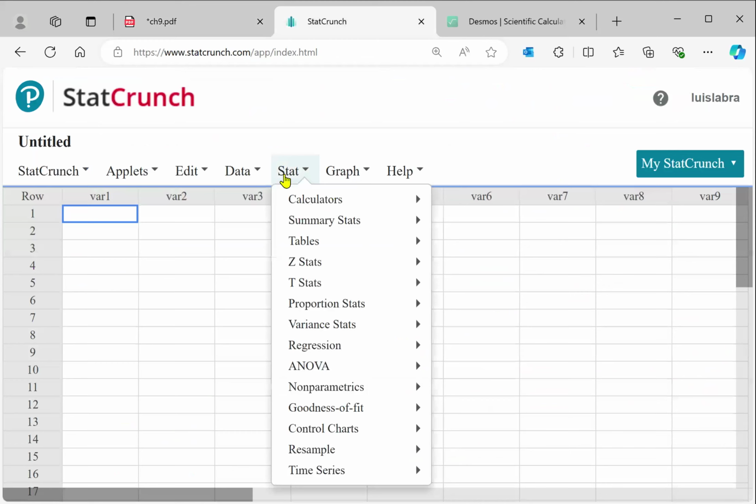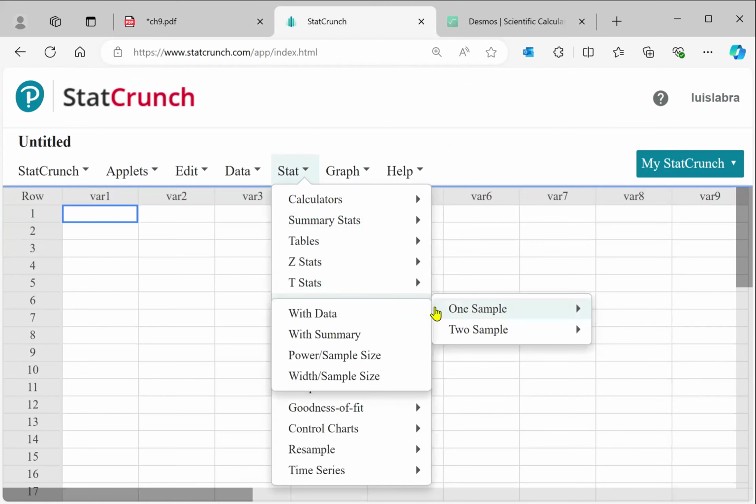And remember, we're dealing with proportion. So it's proportion stats. How many samples do you have? I only have 1. In chapters 11, 12, and 13, we're going to be dealing with multiple samples or multiple groups. So in this case, I only have a single group, the people in the US. So it's 1 sample.